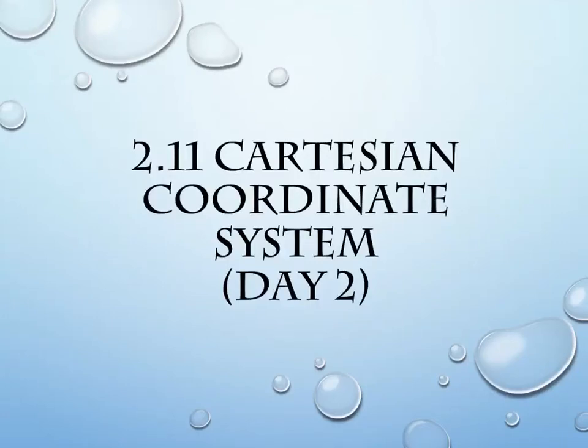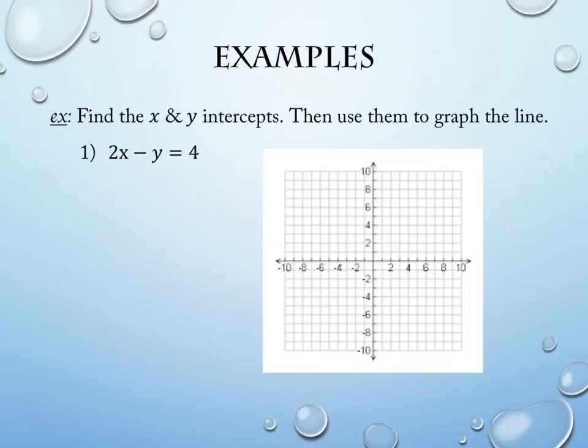All right, our last section of new material in Intermediate Algebra 211, Cartesian Coordinate System, Day 2. The first question is going to look like something we've already done before, finding x and y intercepts and graphing. But I wanted to make sure that we were all remembering what we did last time to move on to what comes next in the material. So our x and y intercepts, of course, we talked about before.